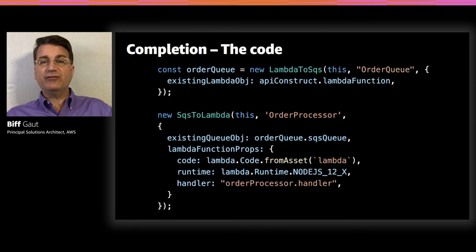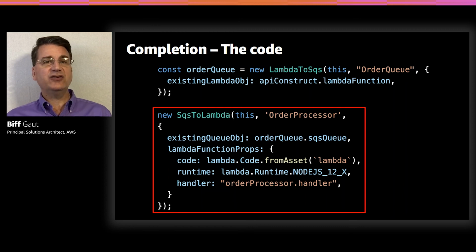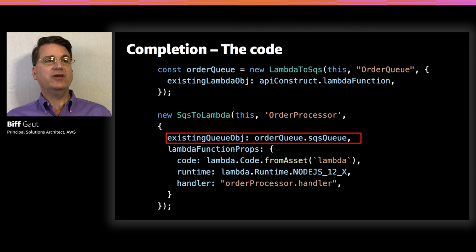Now that we've seen several constructs, the actual implementation of the order processor should look familiar. The first 3 lines of code on this screen are code we already wrote. That's the code that creates the Lambda to SQS queue that writes the valid orders to the queue. But the new code is instantiating the SQS to Lambda construct. In the properties object, we tell it to use an existing queue object, and we point it to the queue created by the order queue construct.